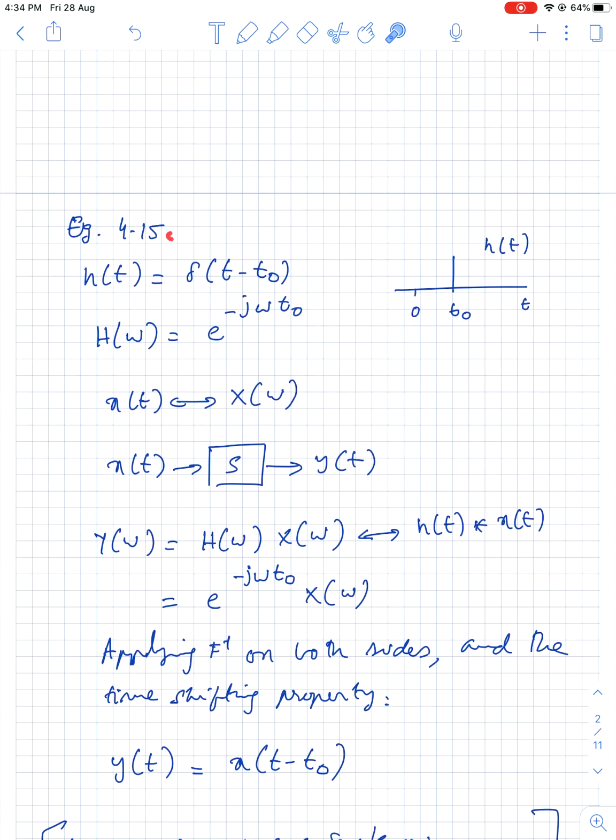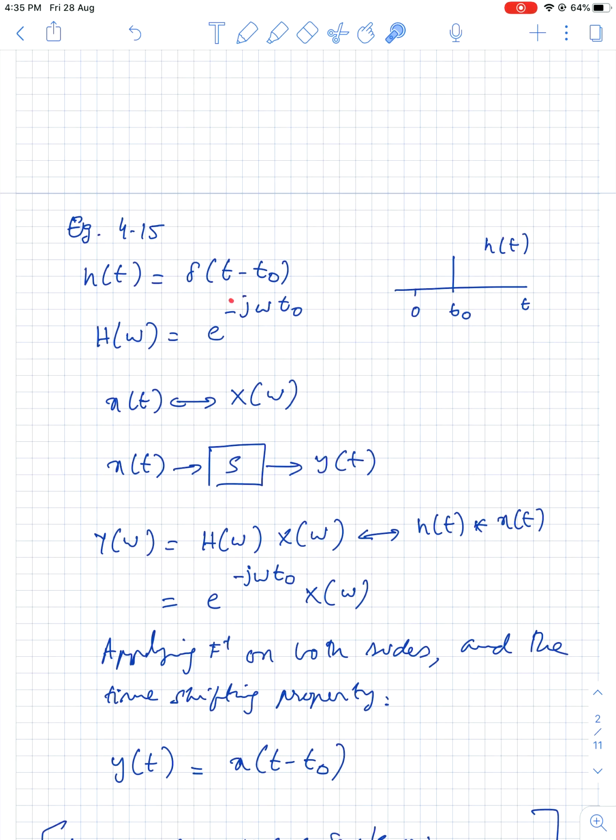These are examples again from the textbook. Example 4.15. There is a system which has an impulse response h of t, which is delta of t minus t naught, which is basically a shifted impulse. So this is the impulse response. That means it is an LTI system. If you give it a delta function as input, this is what you get as output. Now if you take the Fourier transform of this, what will be the Fourier transform of this?